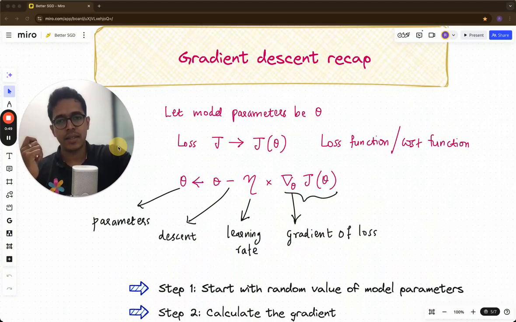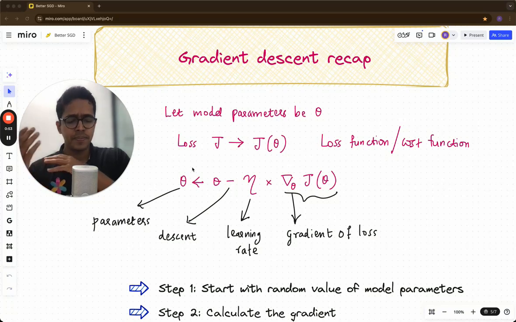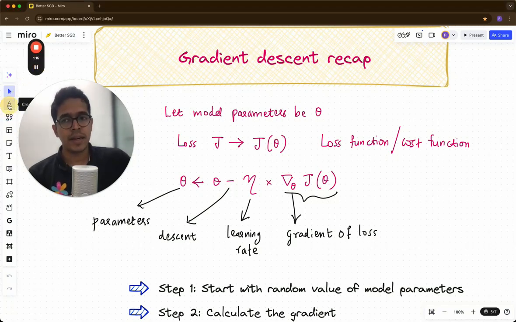Gradient descent is nothing but a way to minimize loss. The loss is an estimate of how far off you are from the actual data, how far off your model's prediction is from the actual data. The loss is denoted by the loss function or cost function J, so J of theta. Here theta is the model parameters. If your model is a linear regression, theta is the slope and intercept.